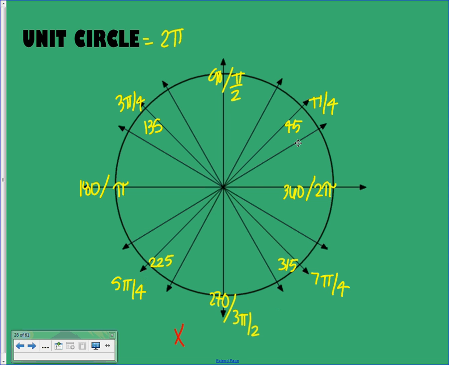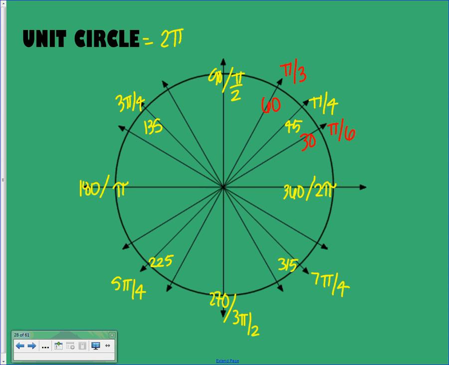Oh, I didn't change that. We'll just leave it at red. So at 30 degrees, this is going to be pi over 6, because we've broken that up into 6 pieces. Another 30 gets me to 60. That's going to be 2 pi over 6, which will reduce to pi over 3.